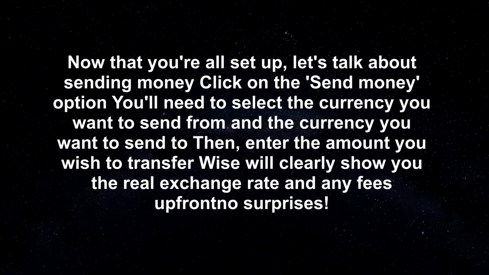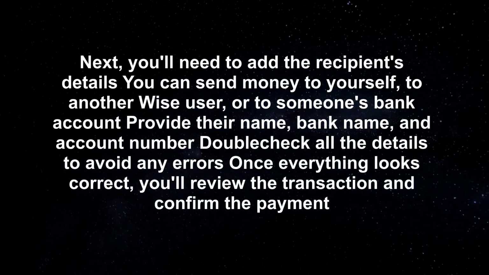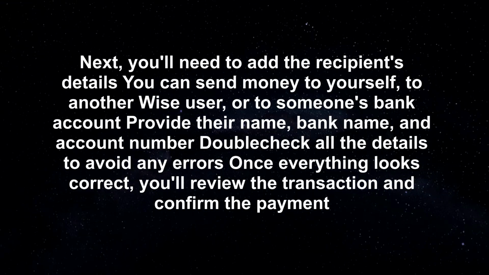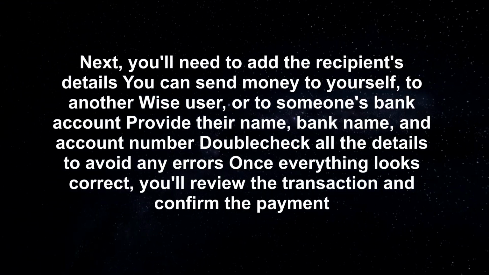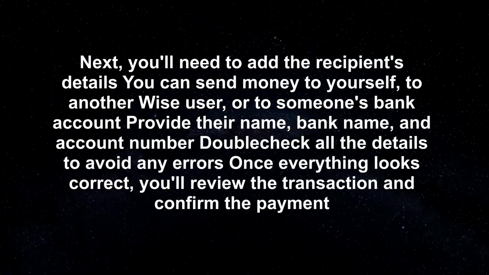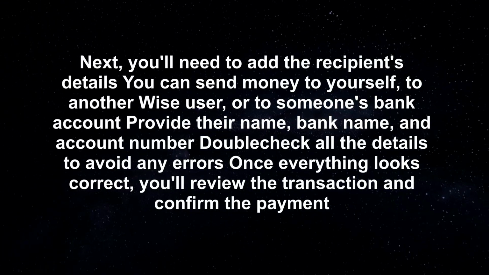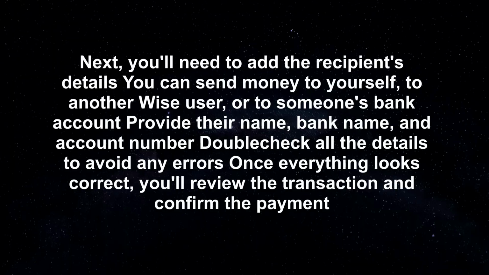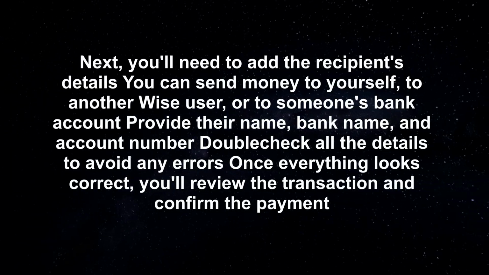No surprises. Next, you'll need to add the recipient's details. You can send money to yourself, to another Wise user, or to someone's bank account. Provide their name, bank name, and account number. Double-check all the details to avoid any errors. Once everything looks correct, you'll review the transaction and confirm the payment.